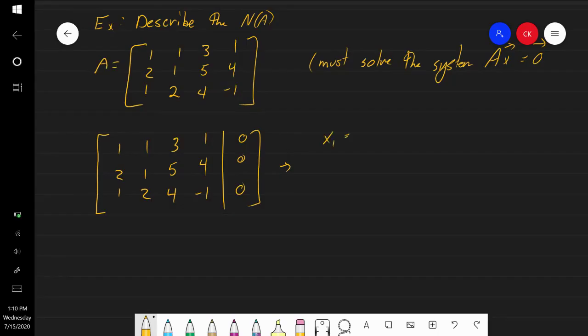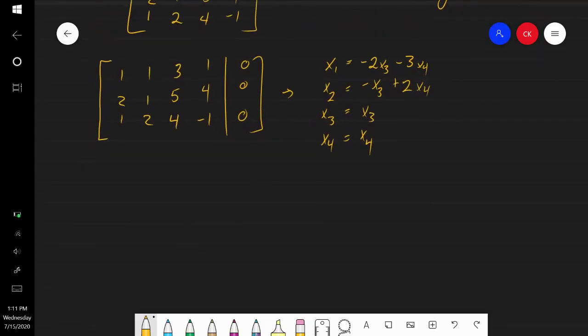solve for our specific variables like we've been doing. So x1 equals negative 2x3 minus 3x4. x2 is going to be equal to minus x3 plus 2x4. x3 is going to be a free variable or independent, and x4 is also going to be an independent variable here. So I've done all the detailed work there to get to that solution set, which is kind of the important part. Now that we've got that, we can continue our description.